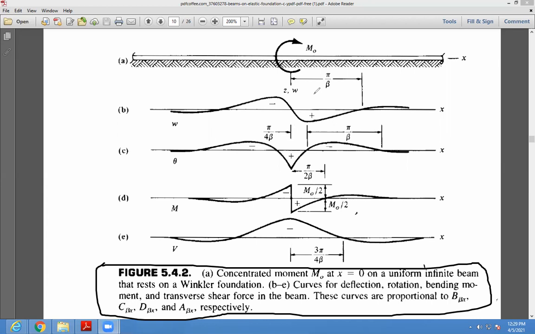Most of the time, the derivation is what is asked in the exam. So the semi-infinite beam, infinite beams with concentrated load, moment, etcetera. Along with that, you have to draw the curves depending upon the value of beta x, or the values of A beta x, B beta x, C beta x, and D beta x. In that you can put the value of x or beta x.